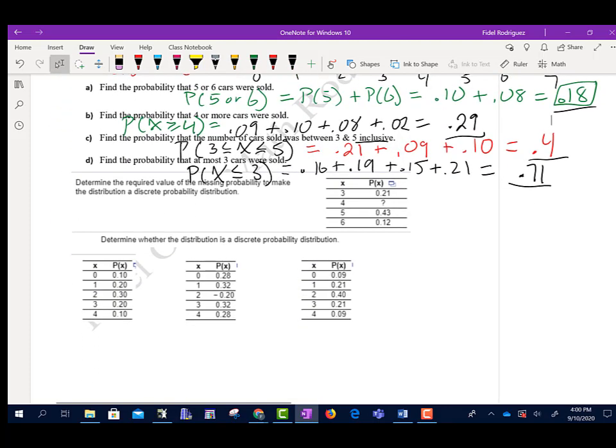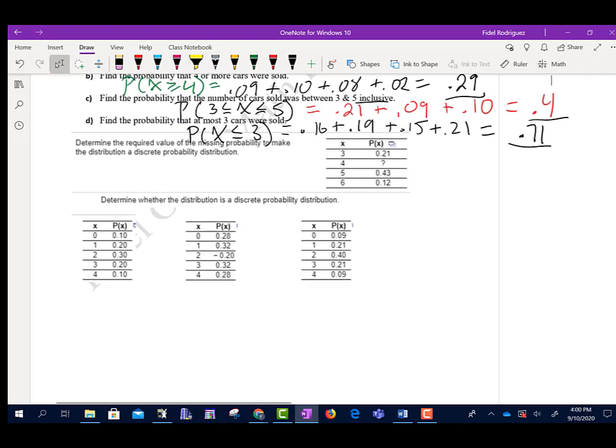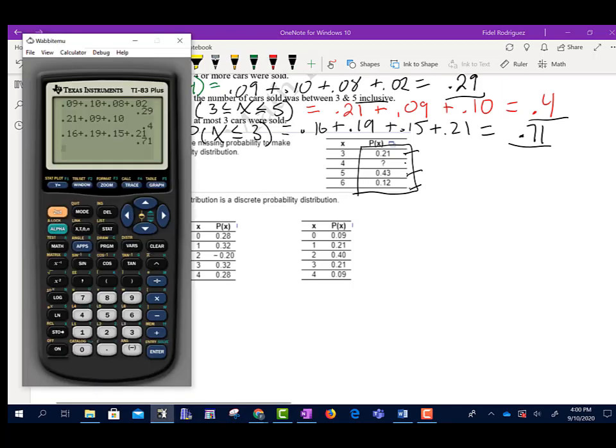Okay, so now let's see if we can figure out the next piece here. And it says, determine the required value of the missing probability to make the distribution a discrete probability distribution. Okay, so remember what we said. Every one of these numbers here, guys, has to be a number between 0 and 1. And if we were to take all the probabilities here and add them up, we should come up with the number 1. So if I'm trying to find this middle piece here, I'm going to add these 3 together.